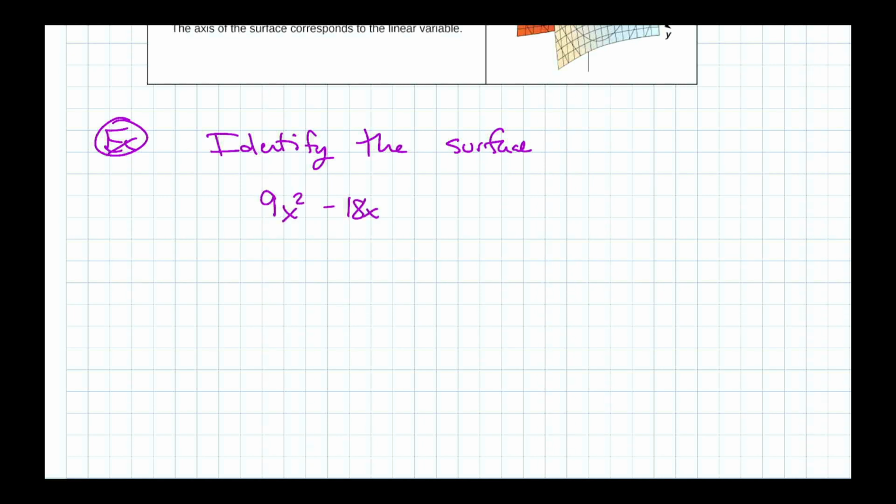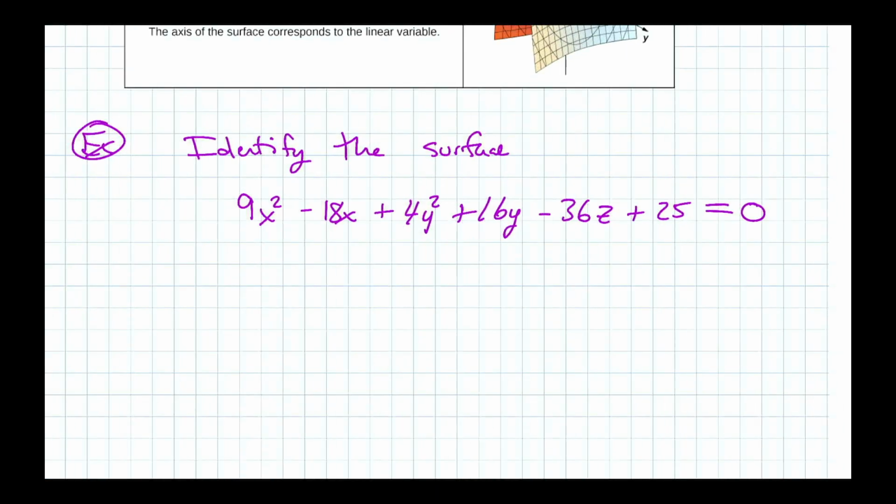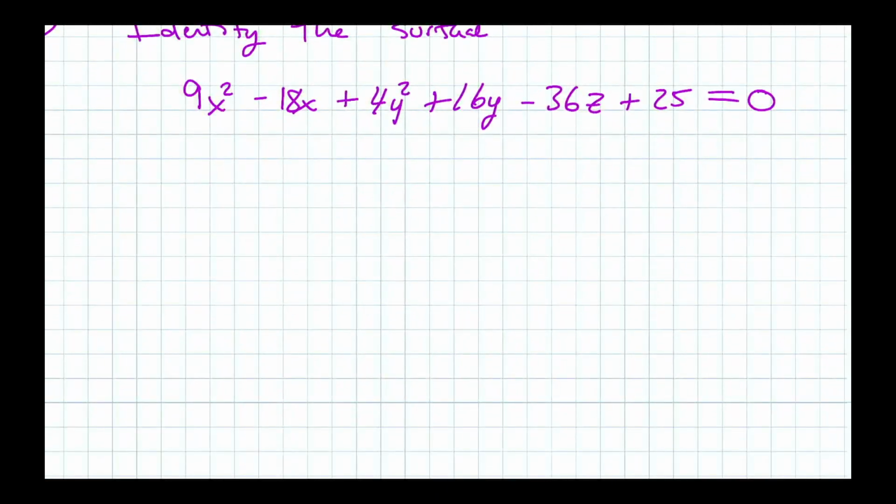9x² minus 18x plus 4y squared plus 16y minus 36z plus 25 equals 0. All right. So obviously you're going to look at this and notice that it looks different than what we've done before, right? It's different because there are all these first degree terms, and also the coefficients are not in the denominator, and so on, right? So the first thing to do is to realize that if you've got these first degree terms in there, you're going to have to do what we call completing the square, which should not be new for you, but still.